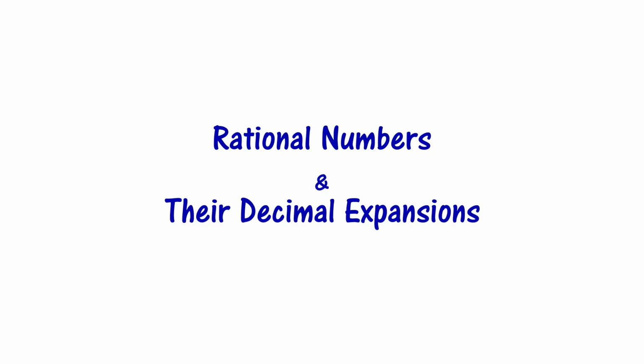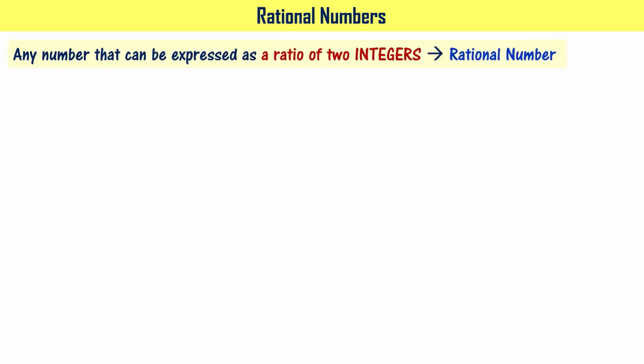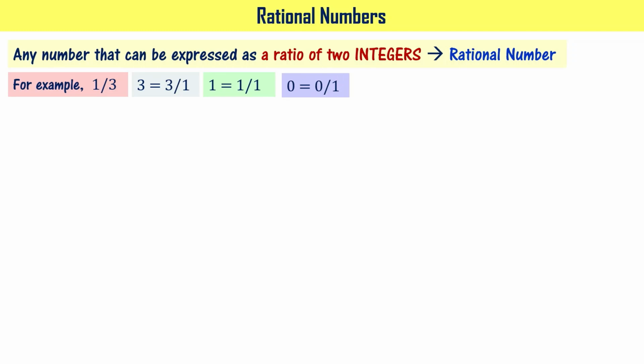Let us now learn about rational numbers and their decimal expansions. Any number that can be expressed as a ratio of two integers is called a rational number, right? For example, 1 by 3 is a rational number because 1 and 3 are integers, and this is a ratio of those two integers, right? 3 can also be written as 3 by 1. It means it is a rational number. 1 can be written as 1 by 1. That's why it is a rational number. And 0 is also a rational number because it can be written as 0 by 1 or 0 by 2 or 0 by 3 and so on, right?